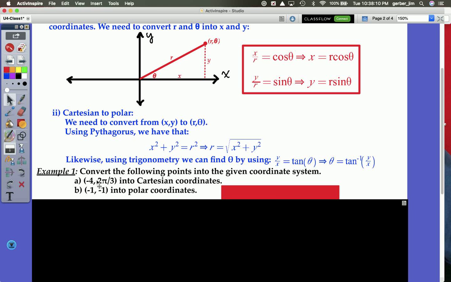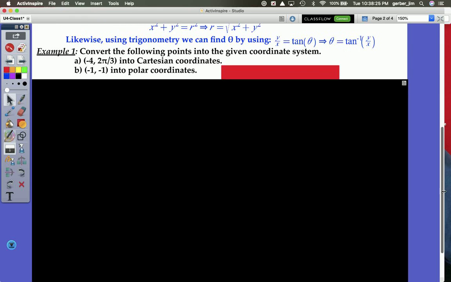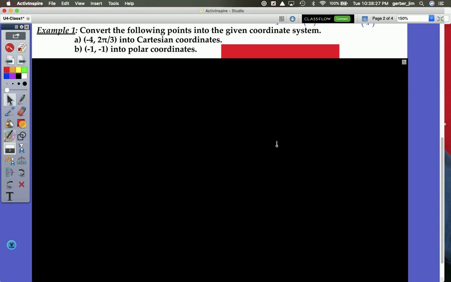First, we're asked to take the polar coordinate (-4, 2π/3) and convert that into Cartesian coordinates. And then in the second part, we're asked to take the Cartesian coordinate (-1, -1) and convert that into polar coordinates. To get an idea of what we're dealing with here, let's start by looking at the graph.